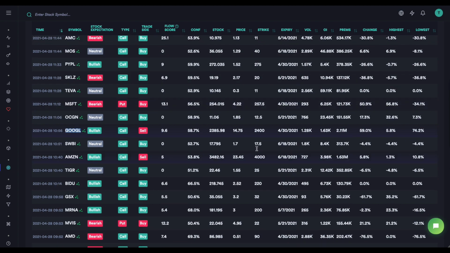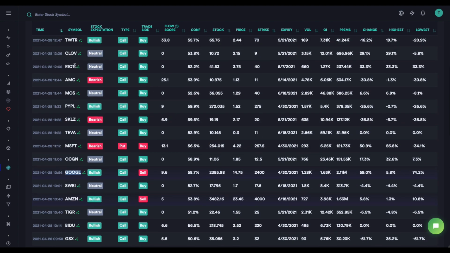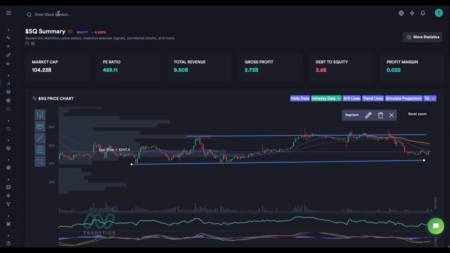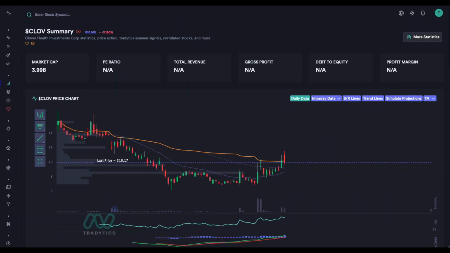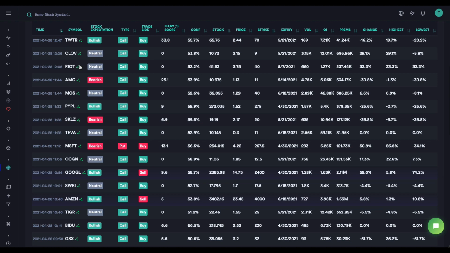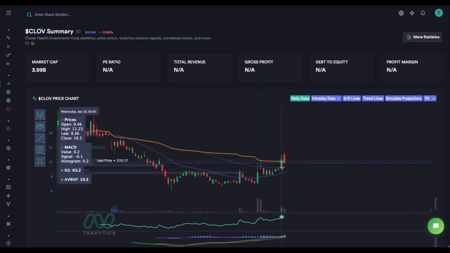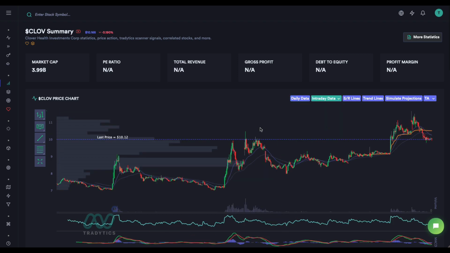Alright, we have Google, we have Riot, we have Clove. So Clove was good. Let me show it to you. Clove was something that we went in, so I think this might be a good one. So for Clove, we have a buy call alert, and this was again April 28th. And let's see the 15-minute chart.